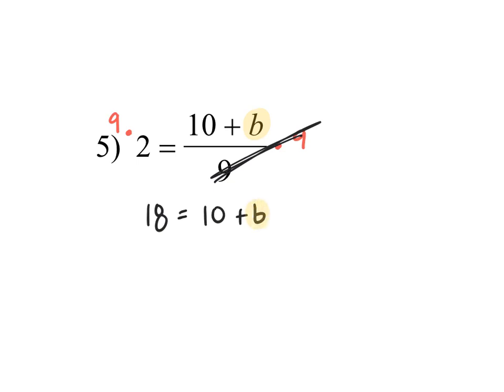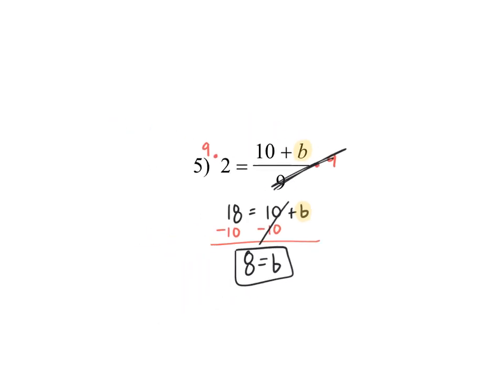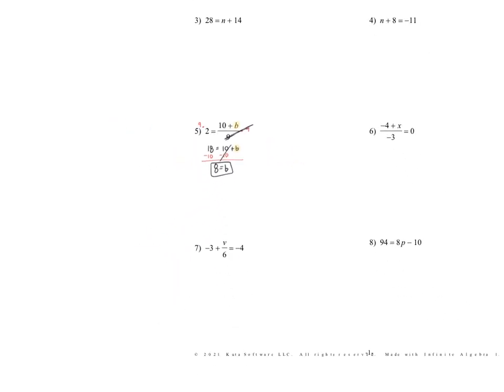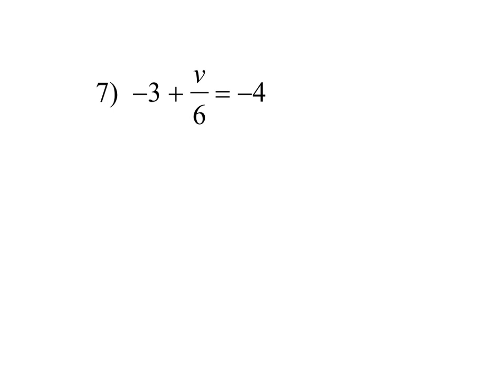Now, as you see here, we're really close to getting b by itself, but we have to undo adding 10. How do you undo adding 10? Yeah, you subtract 10. And you end up getting 8 is equal to b. Questions so far? All right, let's take a look at number 7. And then we'll probably do 1 or 2 on the back, and then we'll be done.